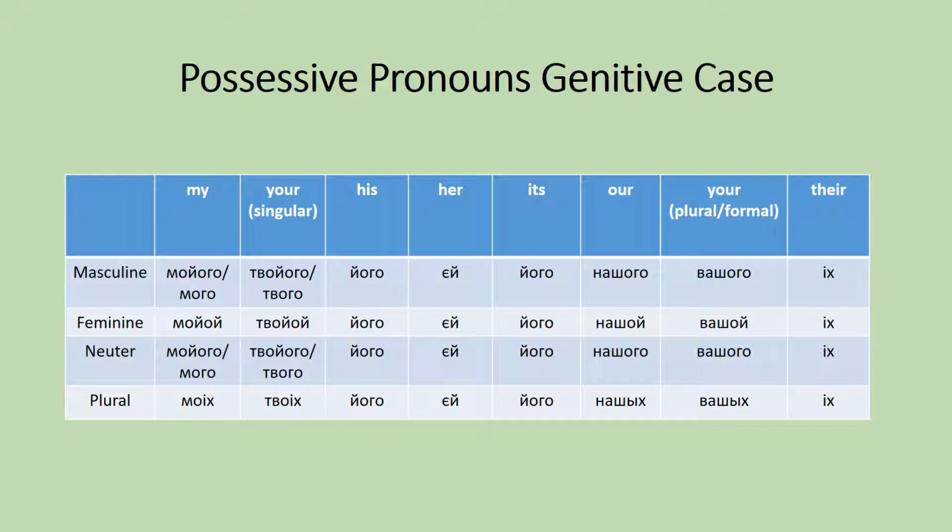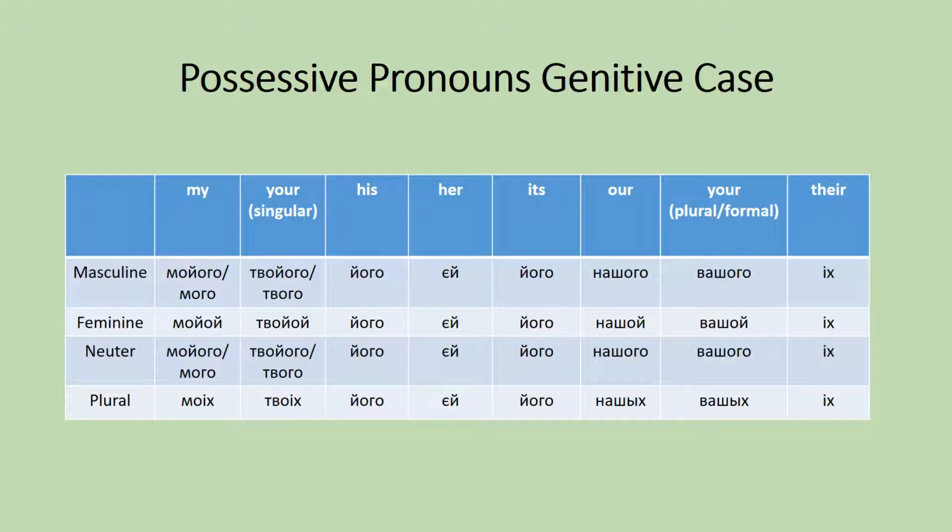My is moich. Your singular is tvoich. His is yoho. Her is yay. Its is yoho.